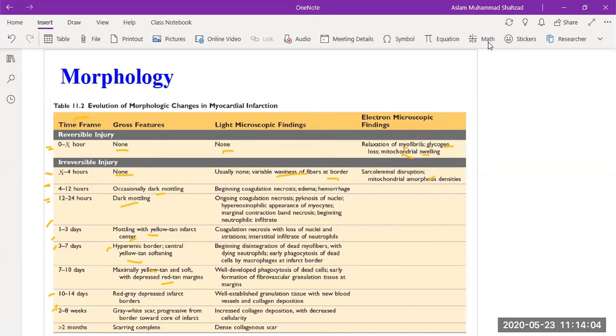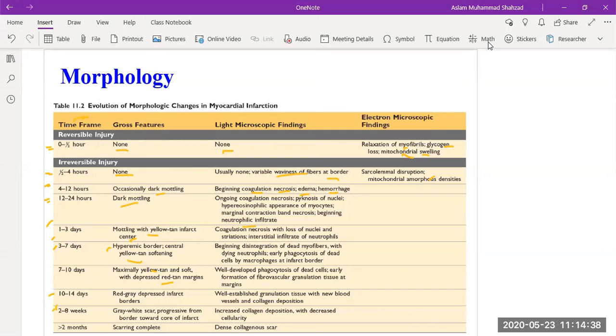When we take a look at the microscopic characteristics, we found that with 4 to 12 hours, there will be initiation of the coagulation necrosis, edema, and hemorrhage. And if this is prolonged, then the coagulation necrosis increases. Then pyknosis of the nuclei, and then hypereosinophilic appearance of the myocytes. Then we found marginal contraction band necrosis and the beginning of the neutrophil infiltrates.